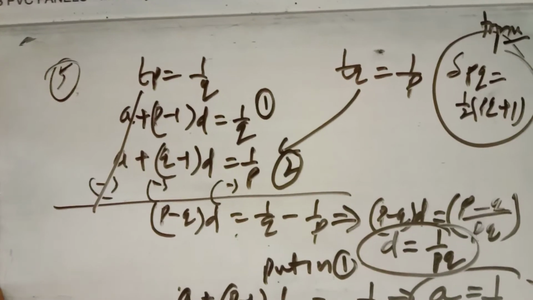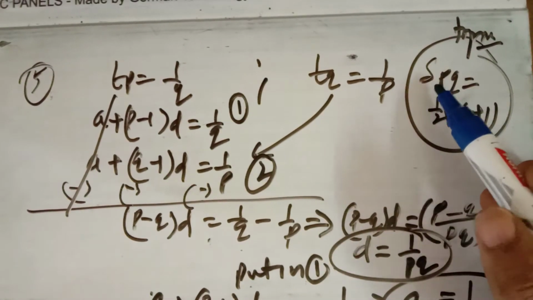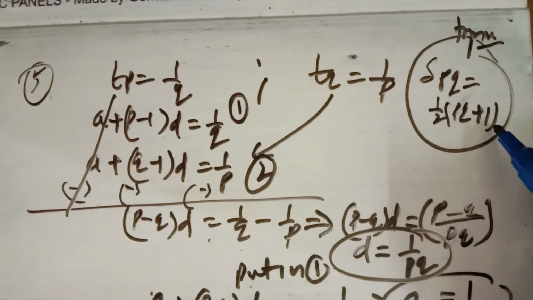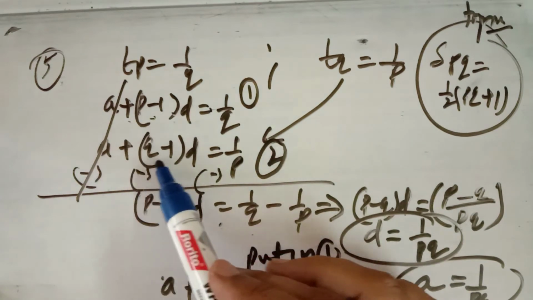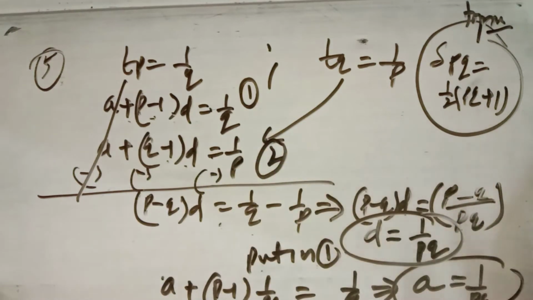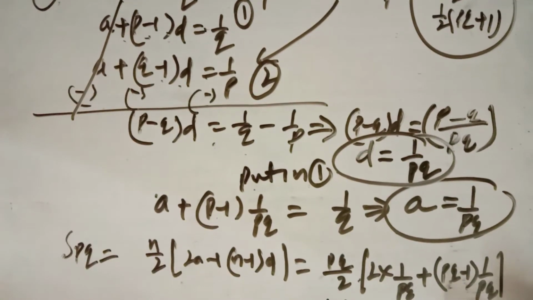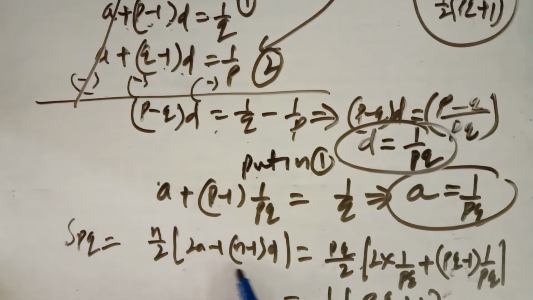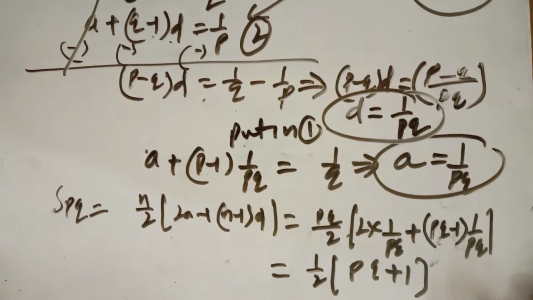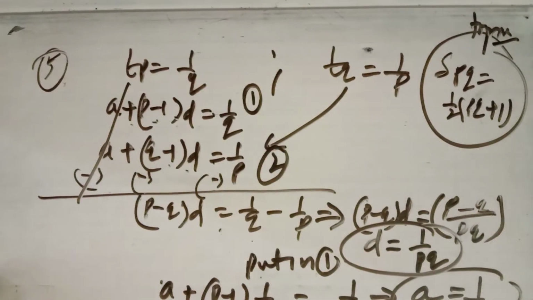You can say it: the pth and qth terms are given. You have to prove that the sum of the first pq terms is half (pq plus 1). So the pth term is a plus (p minus 1) into d, and the qth term will be a plus (q minus 1) into d. Subtract these two, and you'll get the value of the first term and the common difference, which come out to be the same, 1 upon pq and 1 upon pq. And you have to find the sum of the first pq terms, which is n by 2 into [2a plus (n minus 1) into d], and simplify. So this is question number 5.